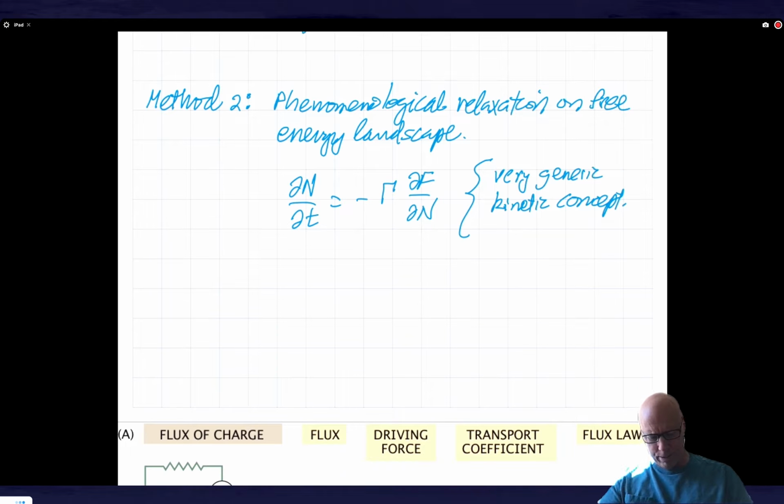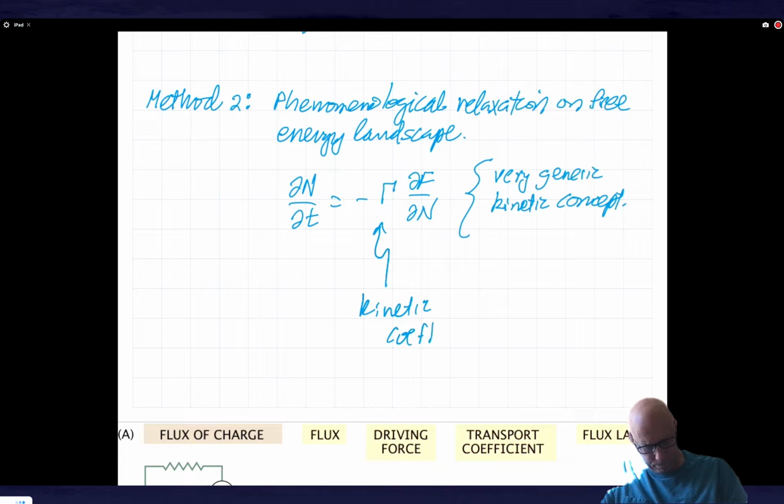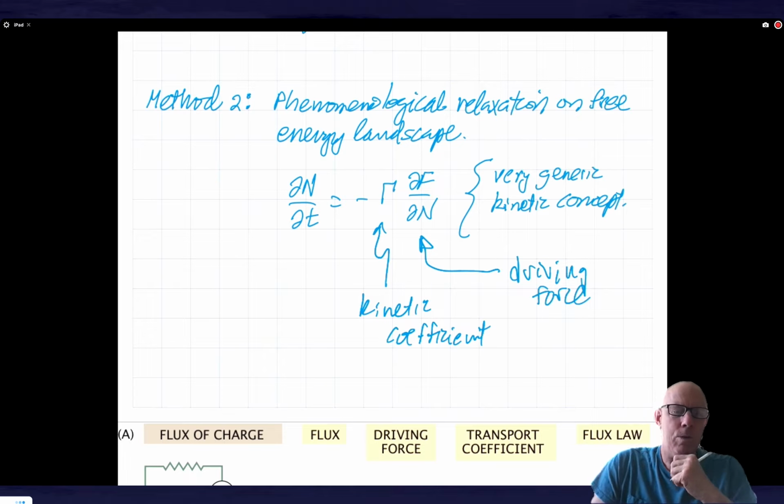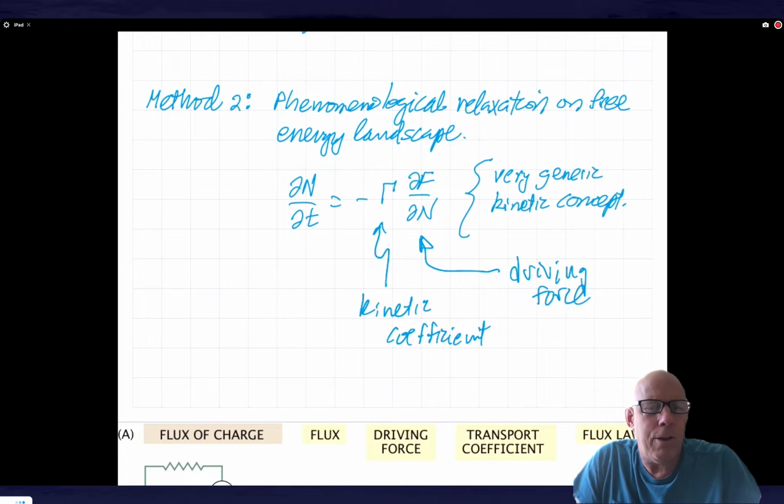Method number two is what I'll refer to as relaxation on the free energy landscape. And this is a very generic idea, and that is that the rate of change of the number of something or other is given by some kinetic coefficient, which I just annotate here with this letter gamma. So this thing is a kinetic coefficient. And then note what the driving force is. So the driving force is the rate of change of free energy with respect to the parameter we are interested in understanding.